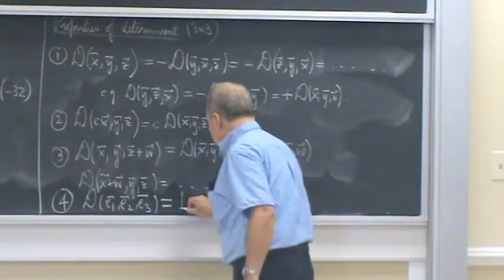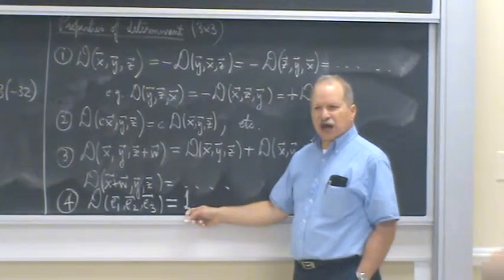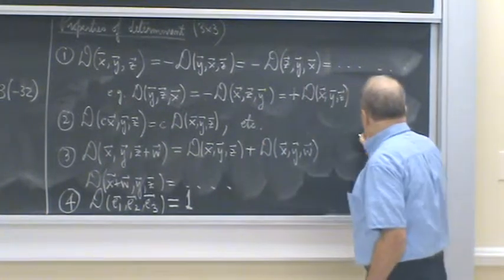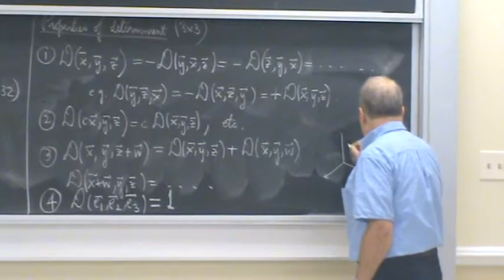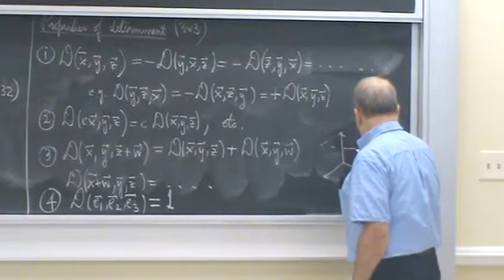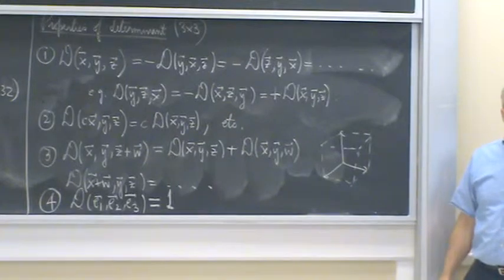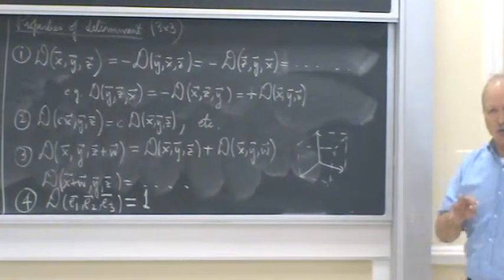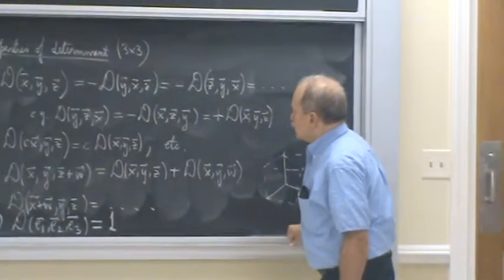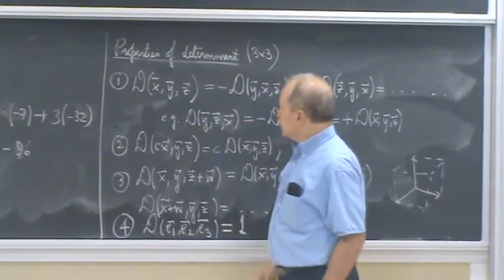Now, this is consistent, and again, I should have commented that in the 2 by 2 case. This is consistent with our signed area / signed volume interpretation. This is saying that if you took the unit vectors and made a cube out of them, it would have signed volume 1. Now, I haven't yet told you what signed means. I will tell you that later today. Okay? So algebraically, do these all seem to make sense?